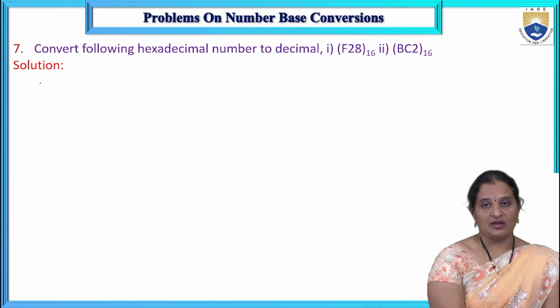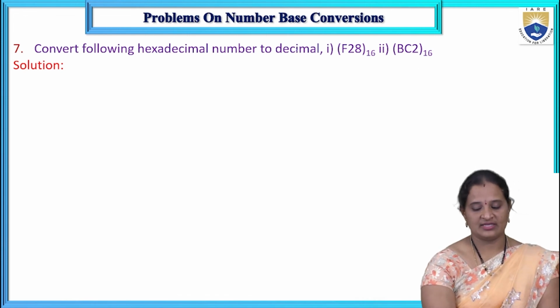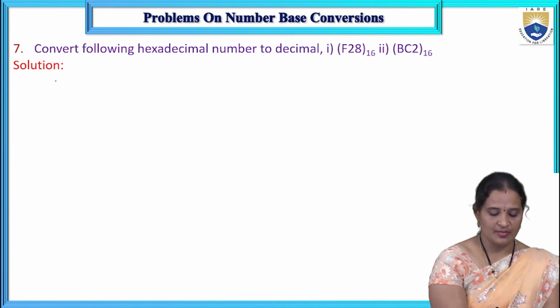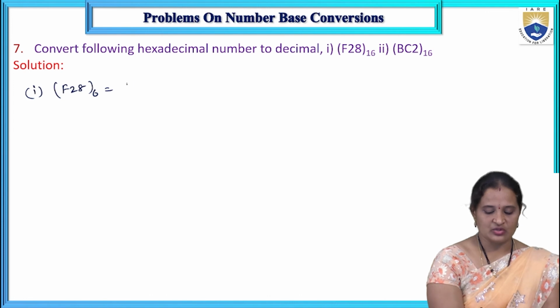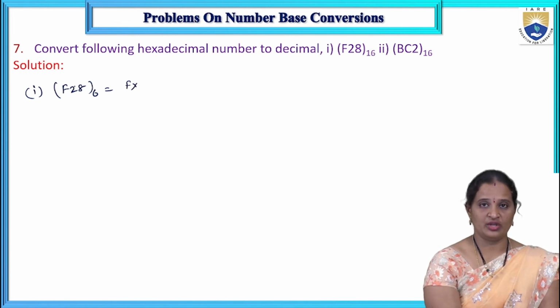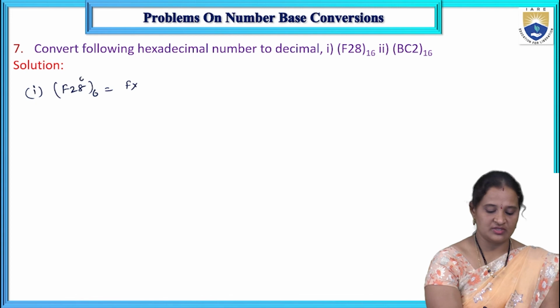Now the question is, convert the hexadecimal number into a decimal number. So the first one, F28 base 16, I want to convert it into decimal. So what we need to do is multiply each digit with its positional weight.